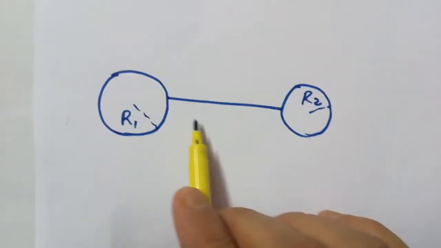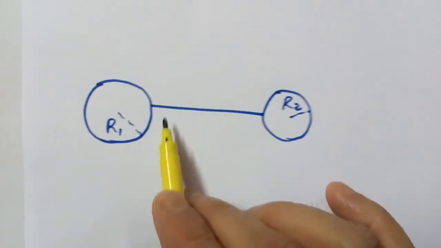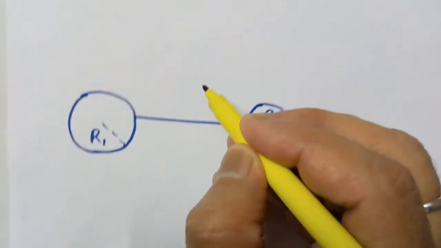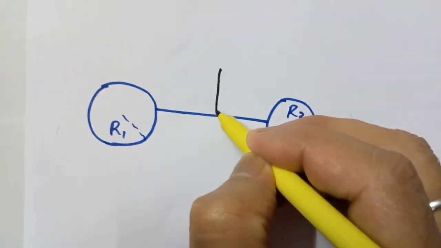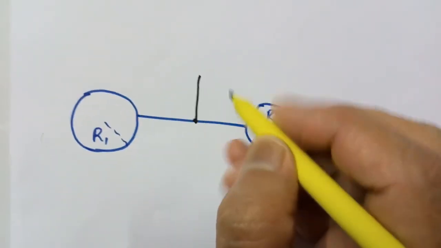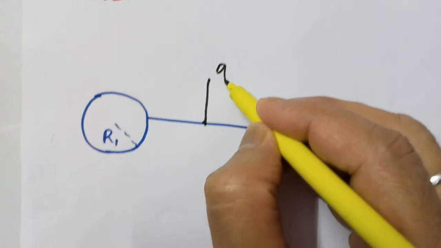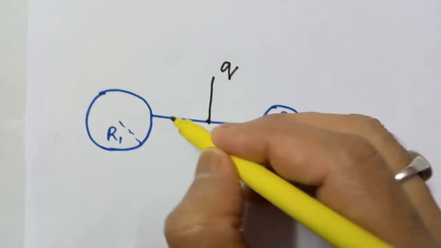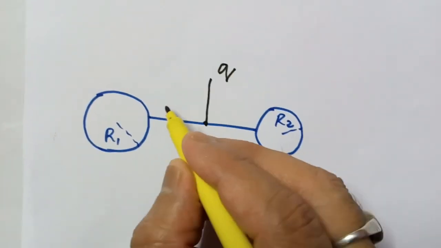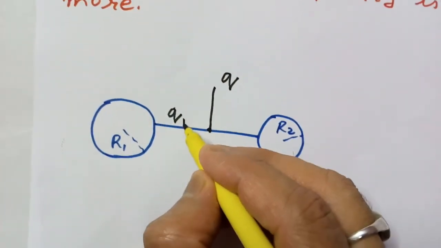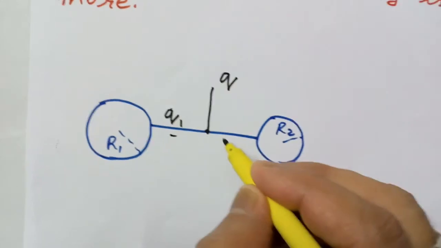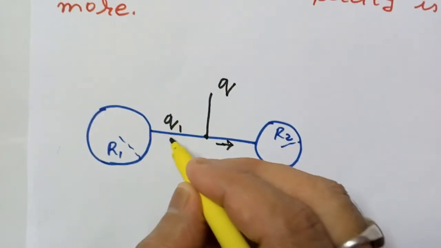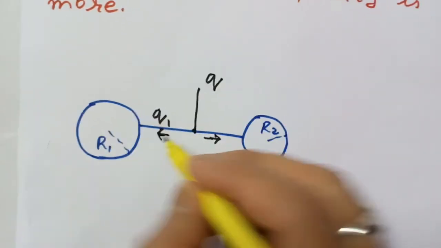Now look at this combination. These are two spherical conductors of radius R1 and R2. Now if we want to give them charge, then what happens? Suppose they are connected by a wire and we give them charge from here. Q charge is given to them. You will see, as you are seeing, that charge will distribute. Q1 goes to this side and Q2 goes to this side. So here is the distribution of charge like this.